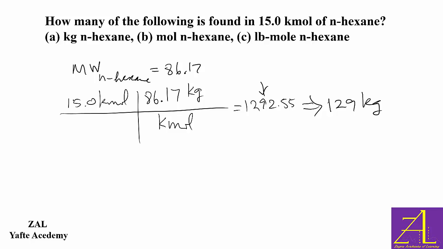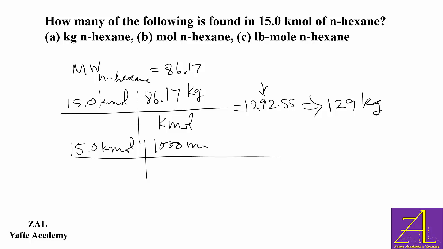Next, I want mole, so I have 15 kilomole. I multiply it by 1000 mole per kilomole. That way, I am gonna have 15,000. Last significant digit is this one, mole, for the answer.